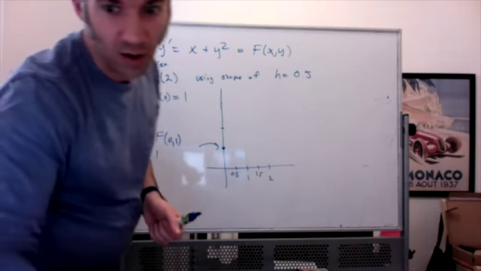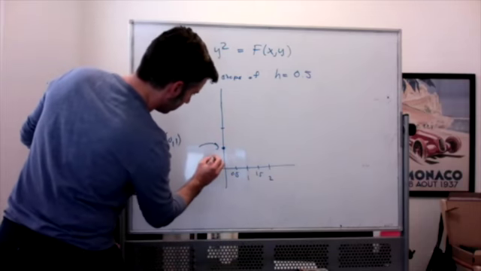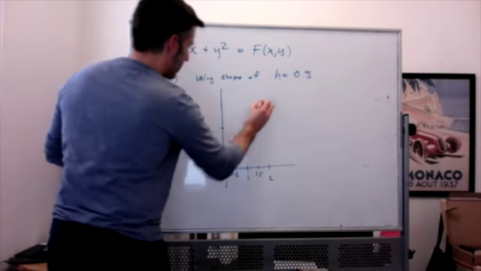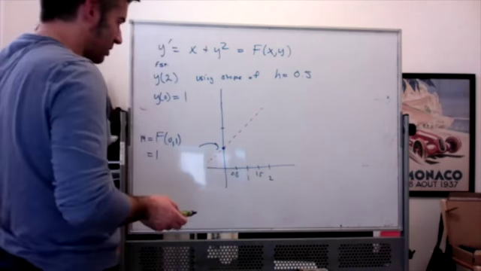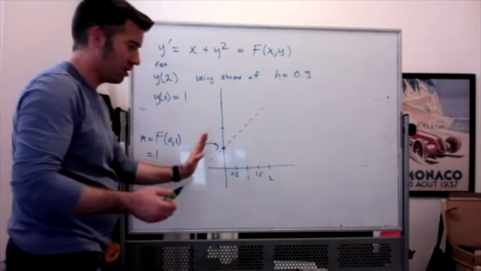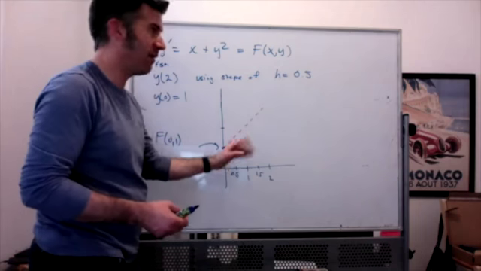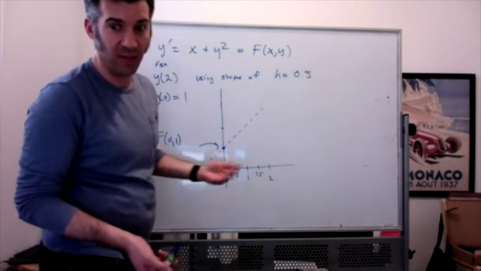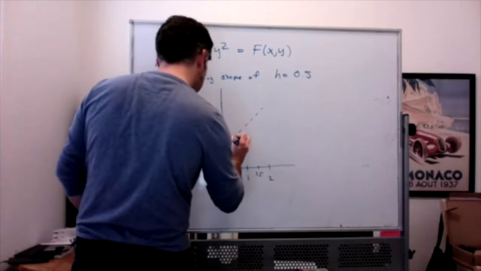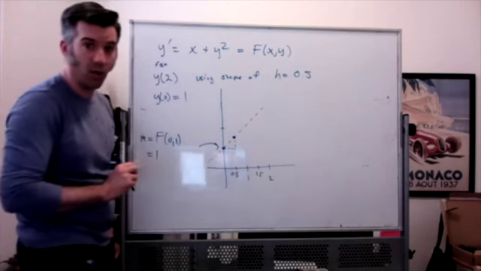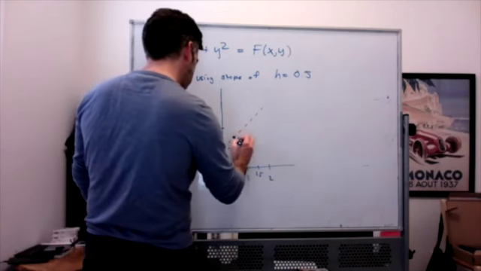So here's what we know. We know that at this point, the slope of the tangent line is 1. What we're going to do is say, okay, I'm going to go over a step of 1/2. If I'm going over half and my slope is 1, I'm going to go up half as well. So I'm going to go over half, up half. There's my y1. So this is y0 right here. This is y1 right here.